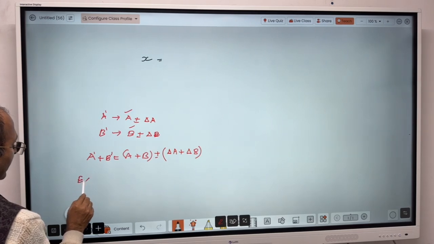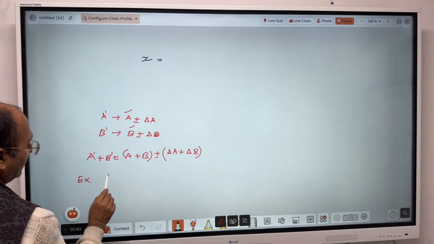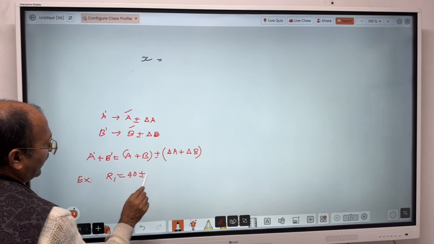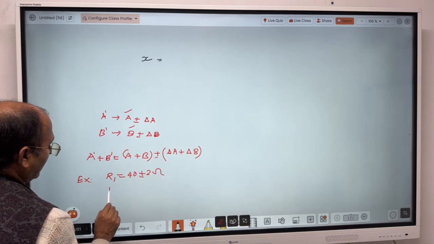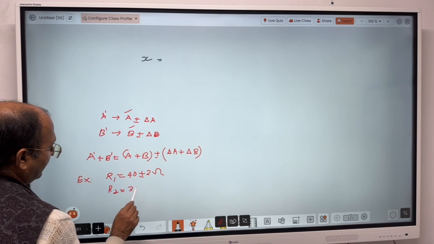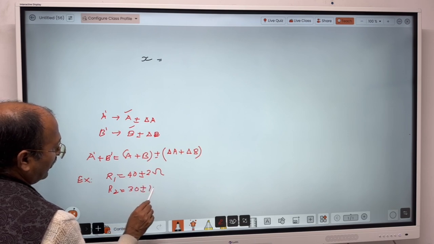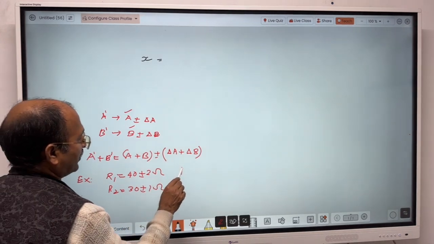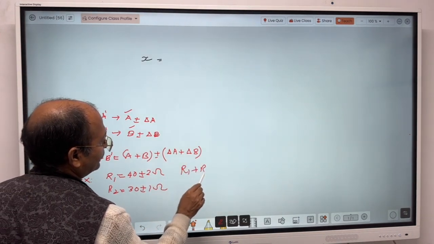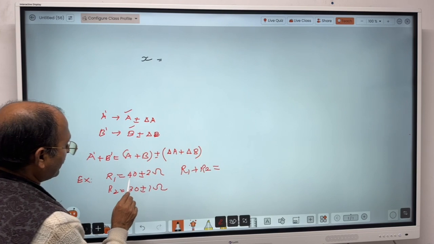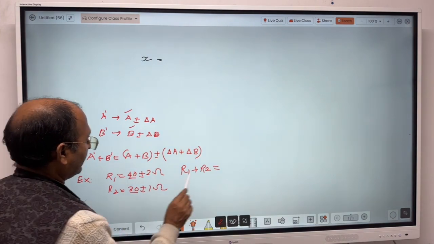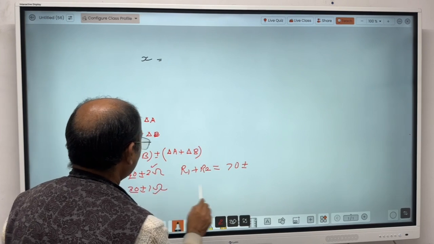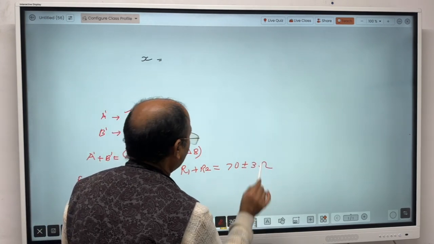One example I am giving you. Suppose R1 is 40 plus minus 2 ohm, and R2 is say 30 plus minus 1 ohm, and you have to find out the addition of the two. So what do you do? R1 plus R2, so 40 plus 30, 70. So 70 plus minus addition of these two errors, that is 3 ohm.